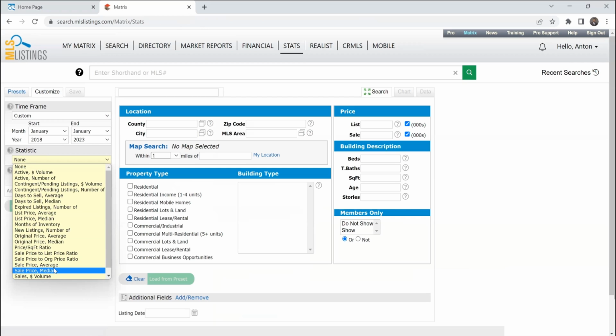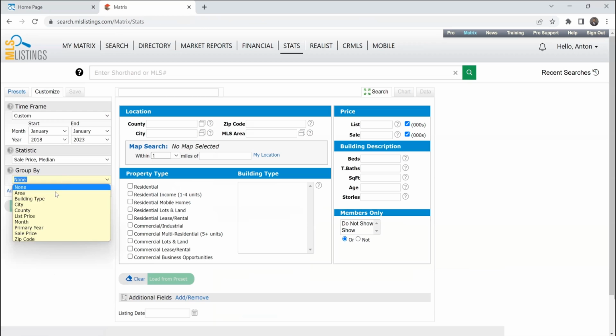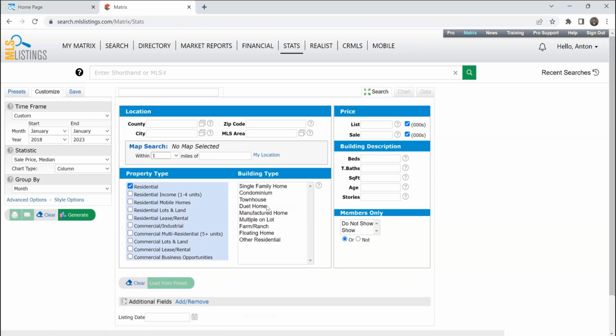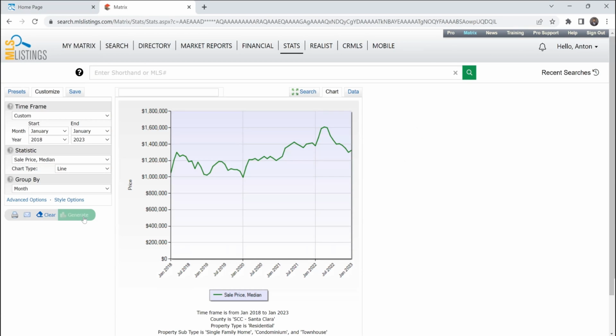The statistic we're going to be looking at is sale price median. We'll group this by month. And for the sake of being comprehensive, we'll select all 3 main categories of property type. We'll specify the county. Let's do a line chart because they're cool. Let's generate that. And here's what we get.